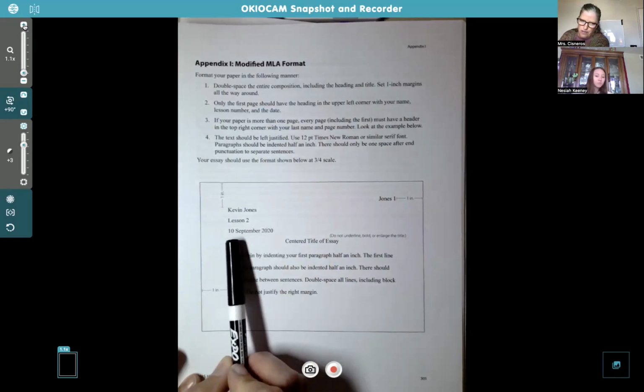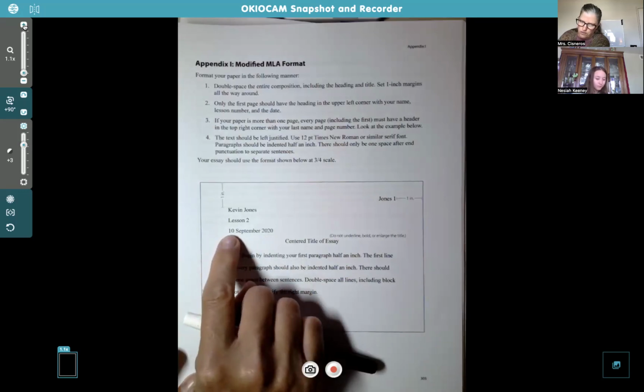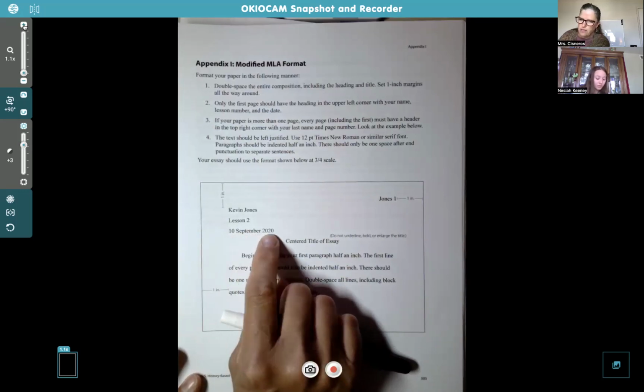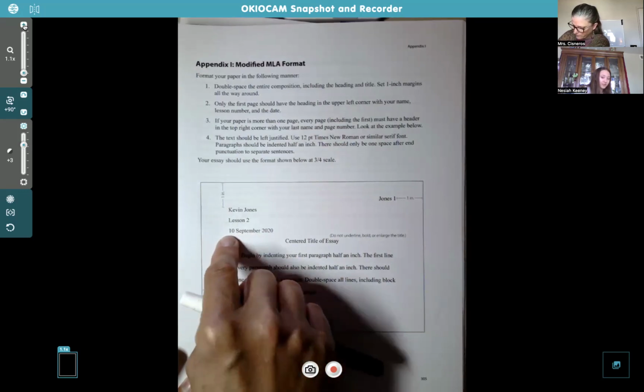And the way they write the date is a little different than you normally do. You put the day first, and then the month, and then the year. So go ahead. European style.